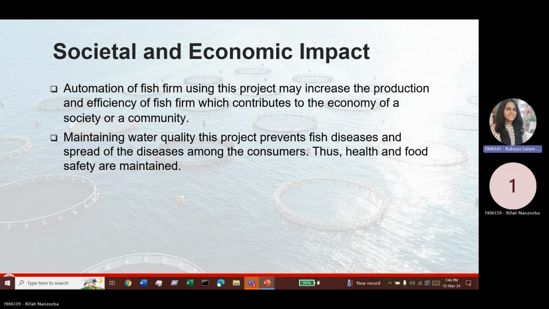Hello everyone, I'm 1906141. So with the help of our project, we are monitoring and controlling the quality of water. As a result, the health of our fishes or aquaculture is maintained properly. So we can produce a huge amount of protein from this model, and it can play a great role in meeting the demand. Next slide.